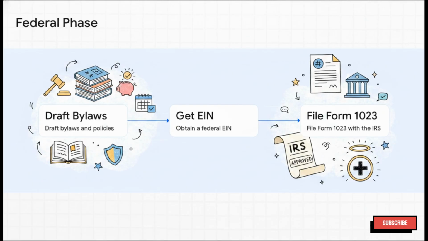Step 2, grab your free employer identification number, or EIN. Think of it like a social security number for your business. You absolutely need it to do basic stuff like open a bank account. Finally, Step 3, submit your application to the IRS using Form 1023.